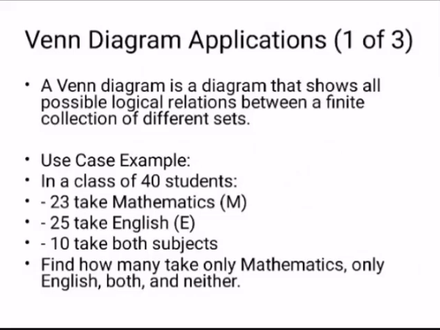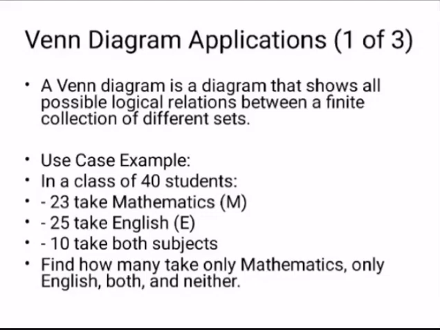That's 23 minus 10, which is 13. So 13 students are taking only mathematics. None of them are taking both maths and English, because we subtracted the 10 people that are taking both maths and English.